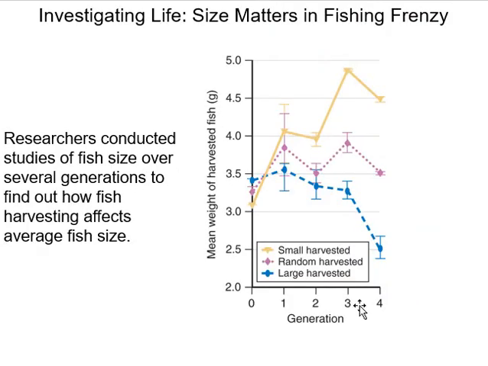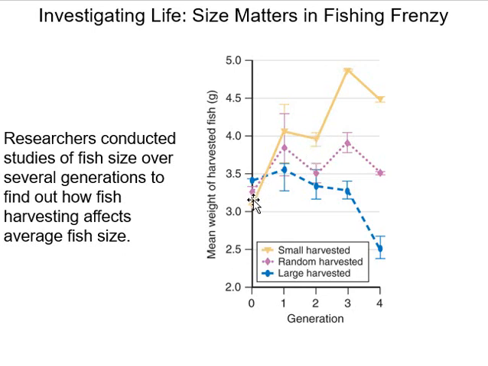And here's what happened. When they were only harvesting the large fish, over the course of generations, what they saw was a drop in average size, because they were taking the mature large fish and there were some mature smaller fish, and those were the ones that stayed behind and bred. So the number of small fish increased, and the larger fish were pulled from the gene pool.